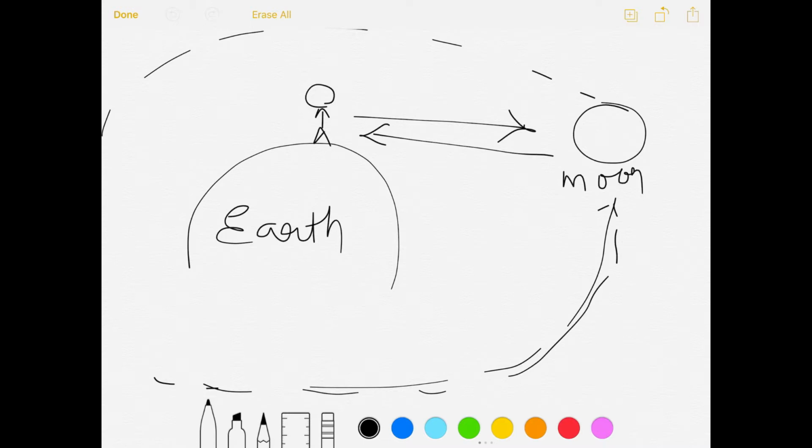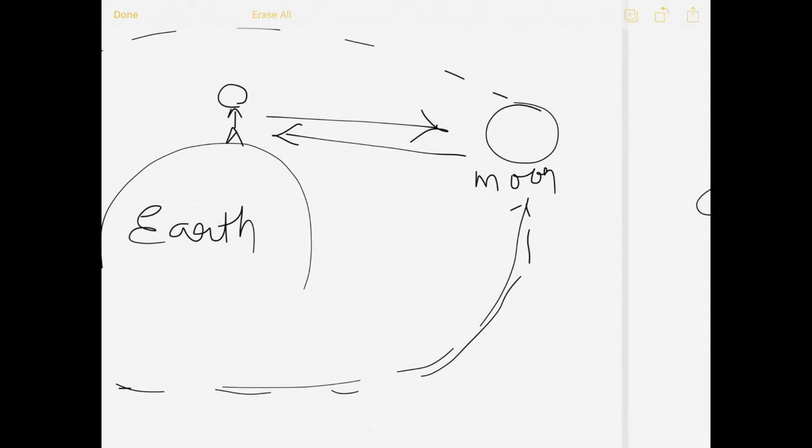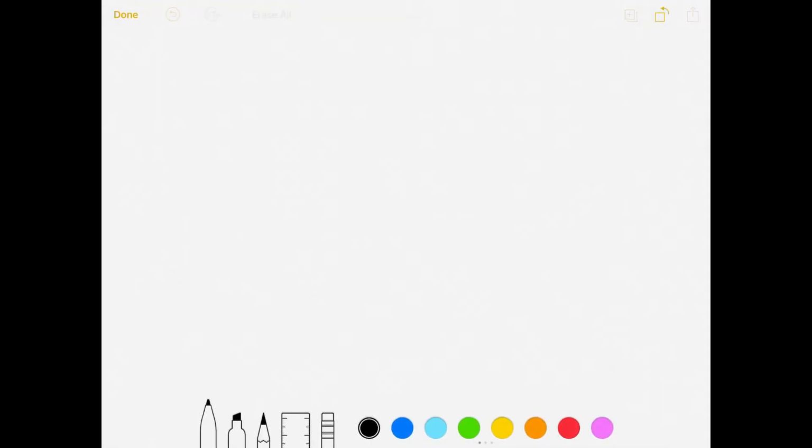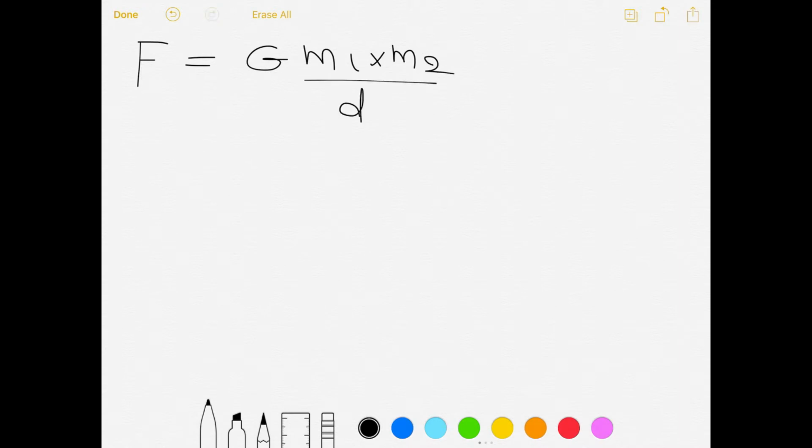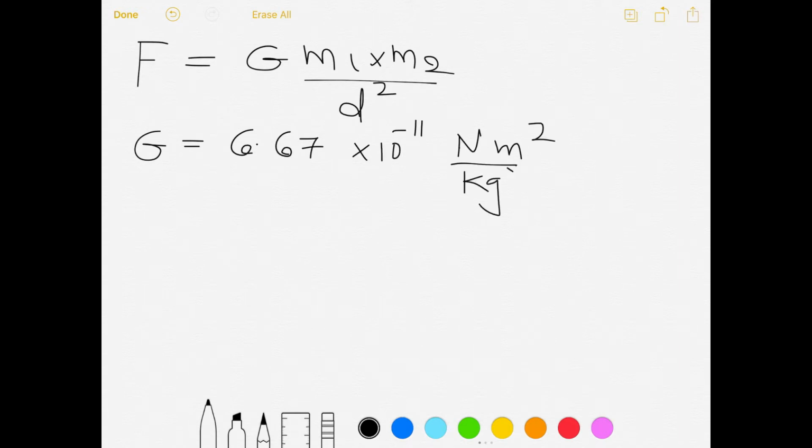Okay, so I'm going to give you a mathematical proof of why this kind of situation is not taking place. For that we have to solve the equation. The equation looks like this: F is equal to G m1 multiplied by m2 divided by d square. Now let us specify the terms that are used in the formula. G is the gravitational constant. We know the value: 6.67 multiplied by 10 raised to minus 11 Newton meter square per kg squared.